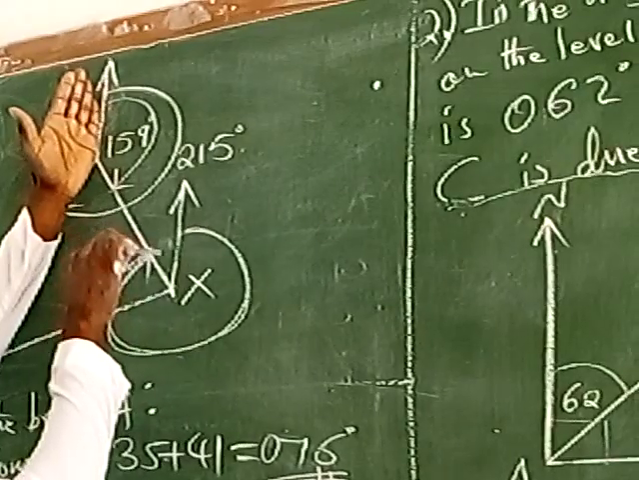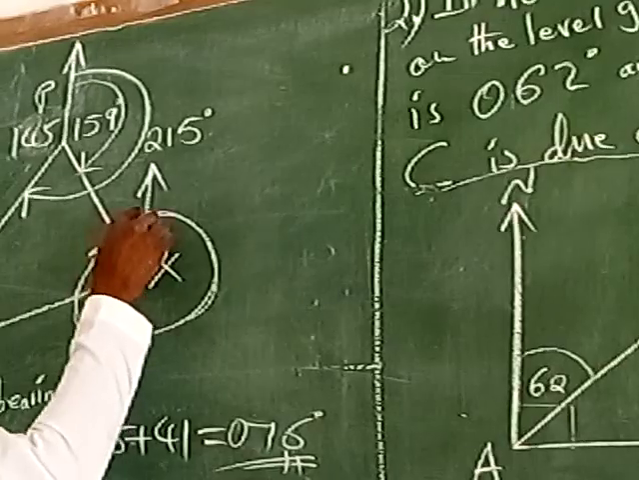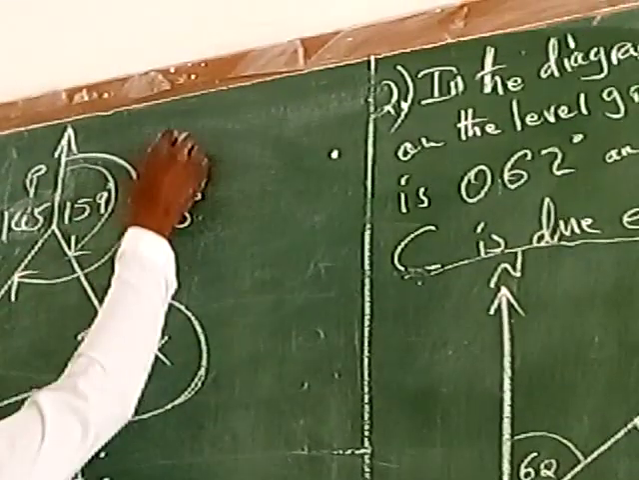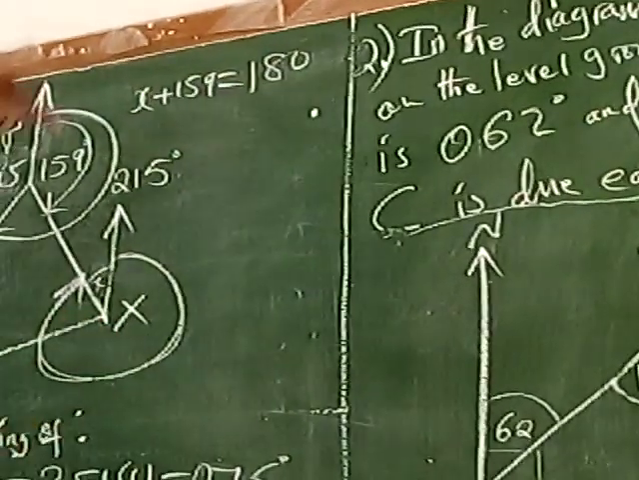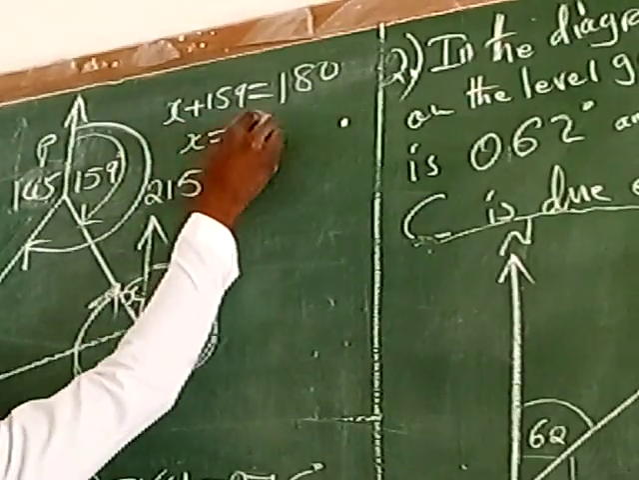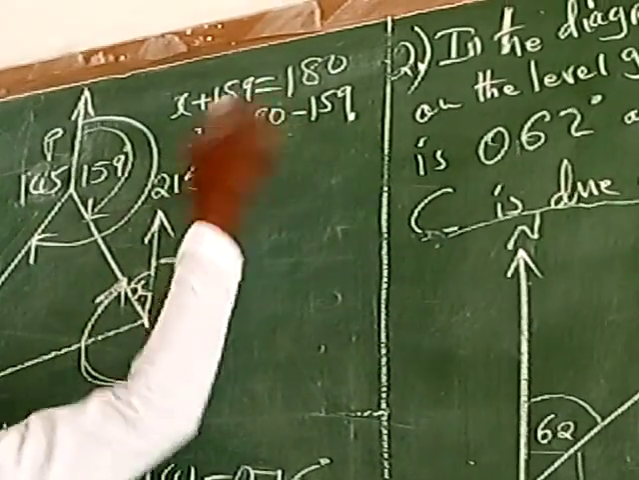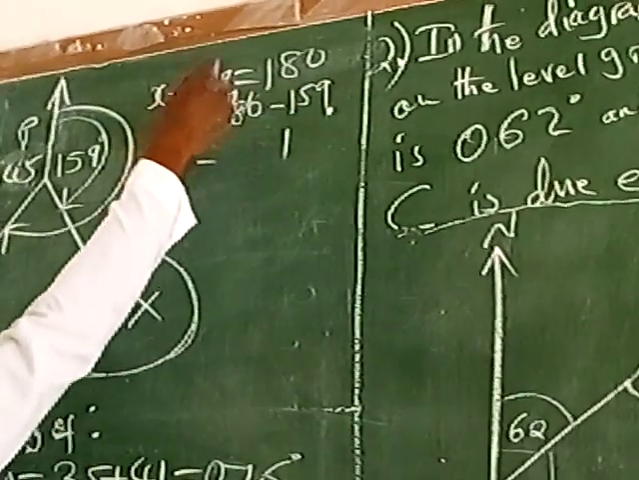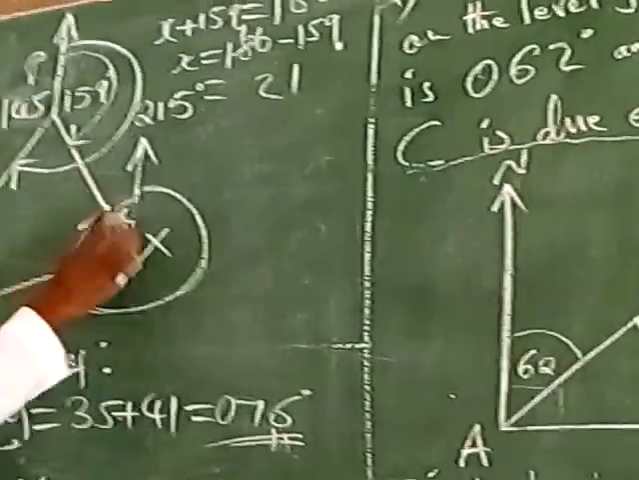So find this angle first. For those who are not conversant with this, we say x. This x here is added to 159. We're going to get 180, so that we find what this x actually is. So x equals 180 take away 159. What's the difference, guys? 10 take away 9 is 1, 7 take away 5 is 2. You see? So this angle here is 21.